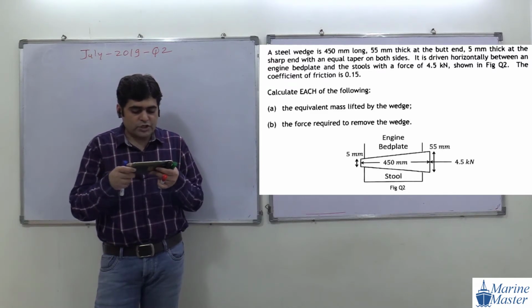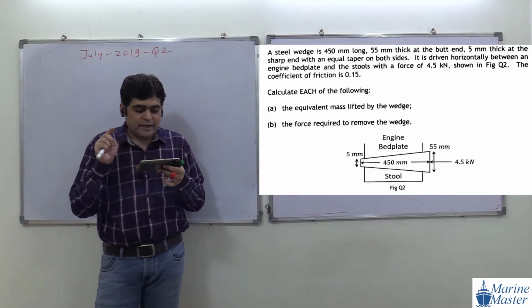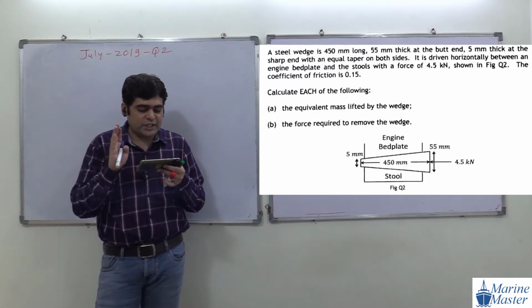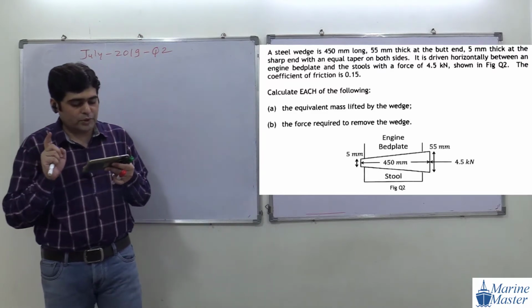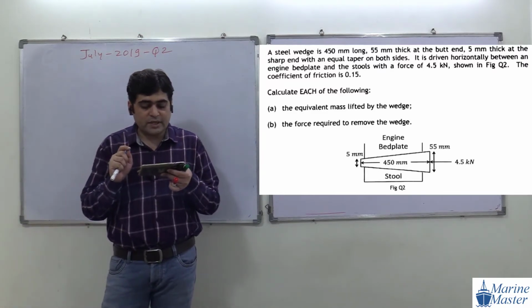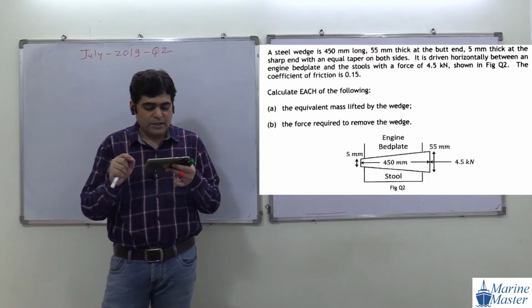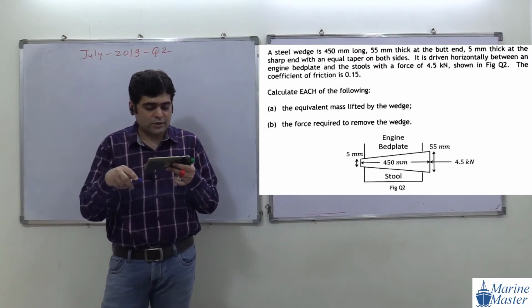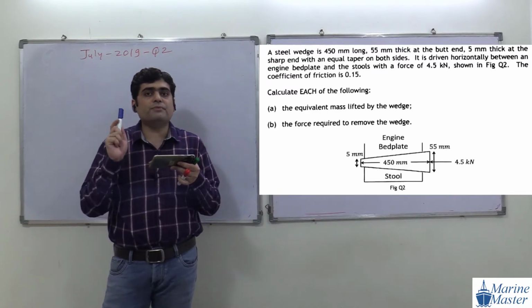It is driven horizontally between an engine bed plate and the stool with a force of 4.5 kilonewton. What they are saying, guys, I am reading once again. It is driven horizontally, means we are going to drive the wedge into the engine bed plate with a force of 4.5 kilonewton.